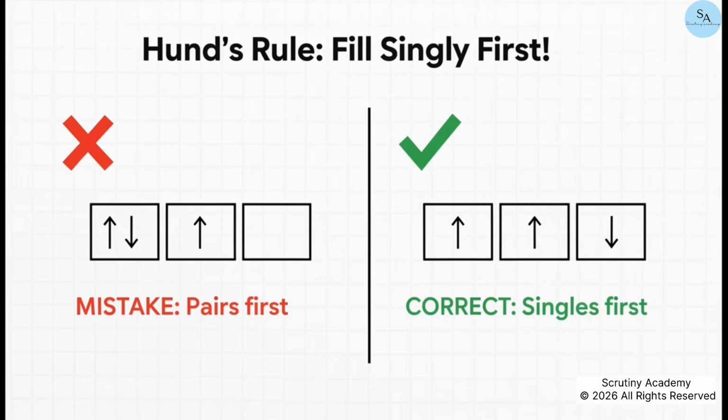And the other big mistake people make all the time? Forgetting Hund's rule. Remember, when you're filling up those p orbitals or d orbitals, you put 1 electron in each box first. Don't start making pairs until every box has 1 electron in it. Spread them out before you pair them up.